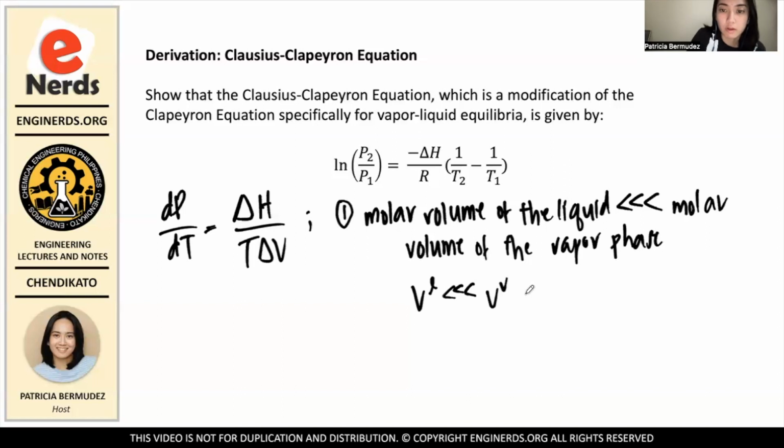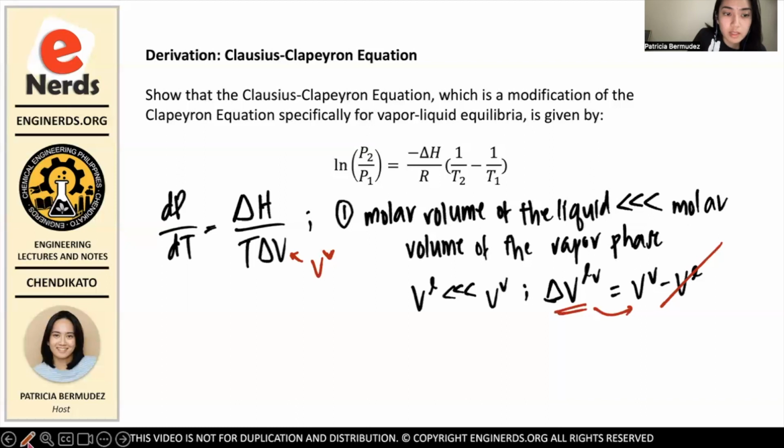Okay? Therefore, the difference here, delta V, this one is actually the vapor volume minus the liquid volume, and is equivalent to VV minus VL. And since VL is a lot lesser, it is negligible. Therefore, we can cancel it off. So this one will be replaced by the molar volume of the one in the vapor phase.